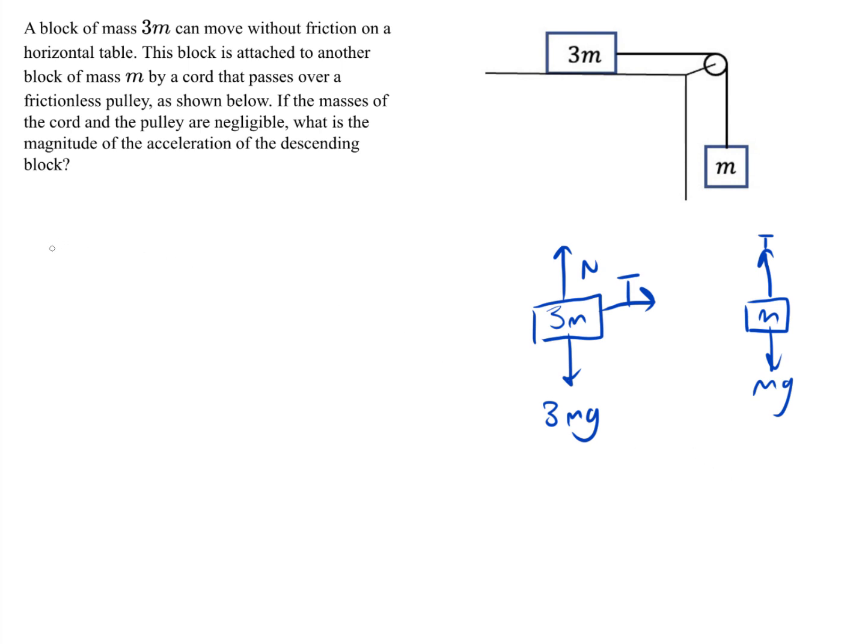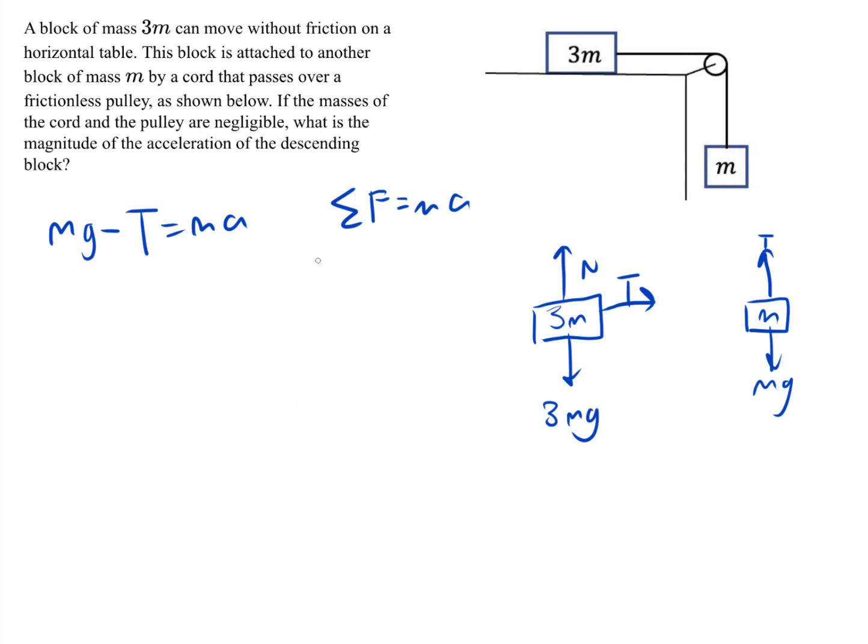So we're going to write mg minus the tension force T is equal to mass times acceleration. This is simply Newton's second law, which says that the net force is equal to the mass times the acceleration. And so this is the net force. Again, according to convention, g is positive since the downward direction is positive.